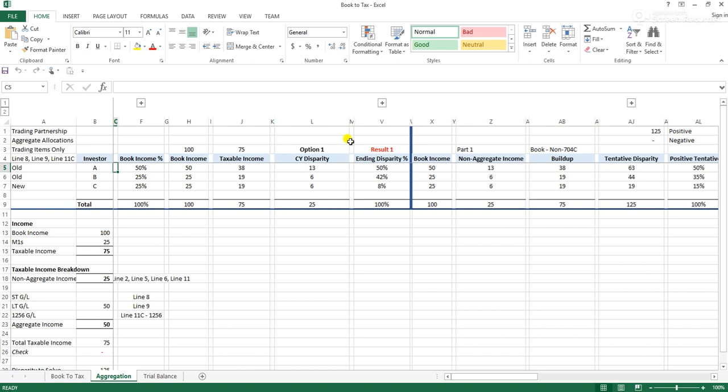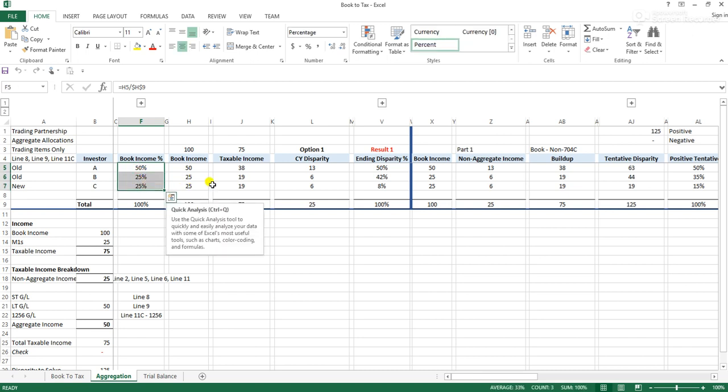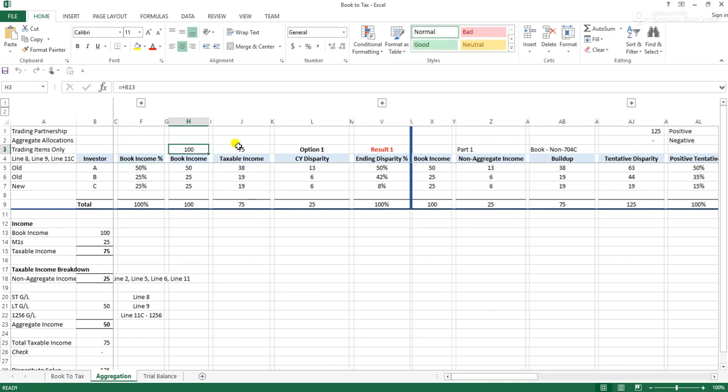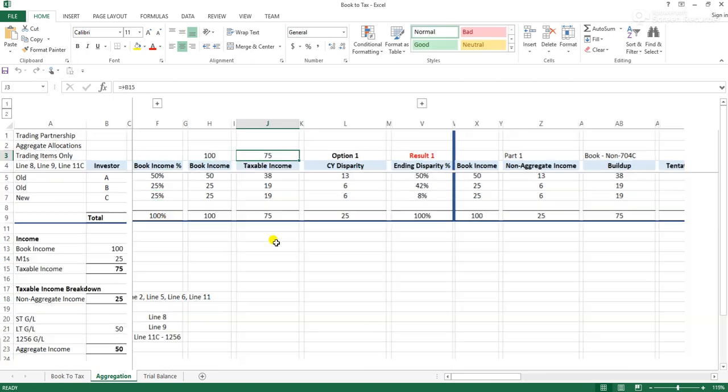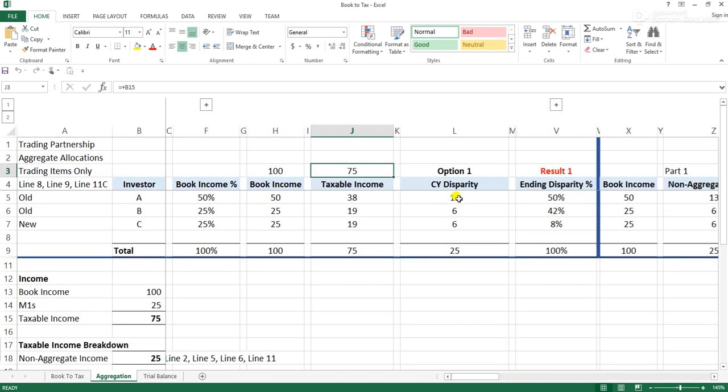So just to go over the fact pattern, currently we have 3 investors in our partnership. And once again, this is a trading partnership who has assets, over 90% of which are trading assets. So on their balance sheet, you would have mostly stocks and bonds. And we have GAAP income or book income being allocated 50%, 25%, 25% to the investors. And book income being 100, taxable income being 75. And we have our current year disparity.